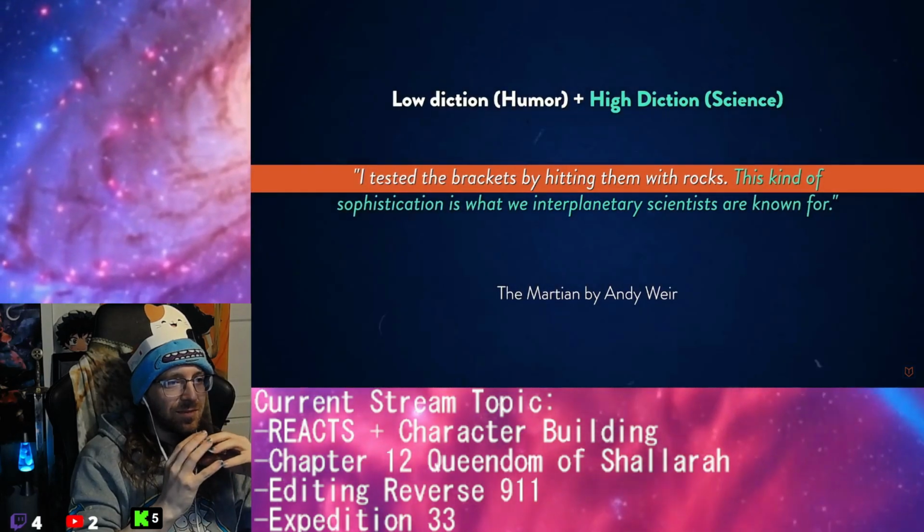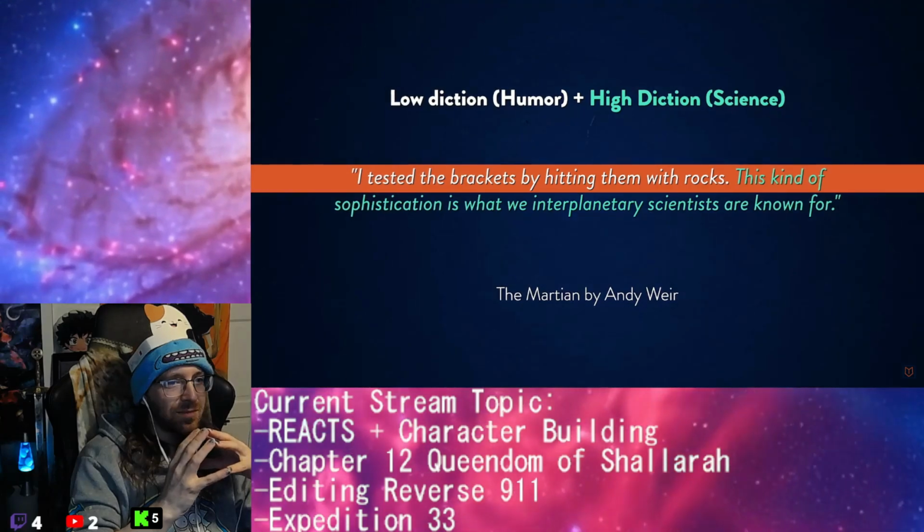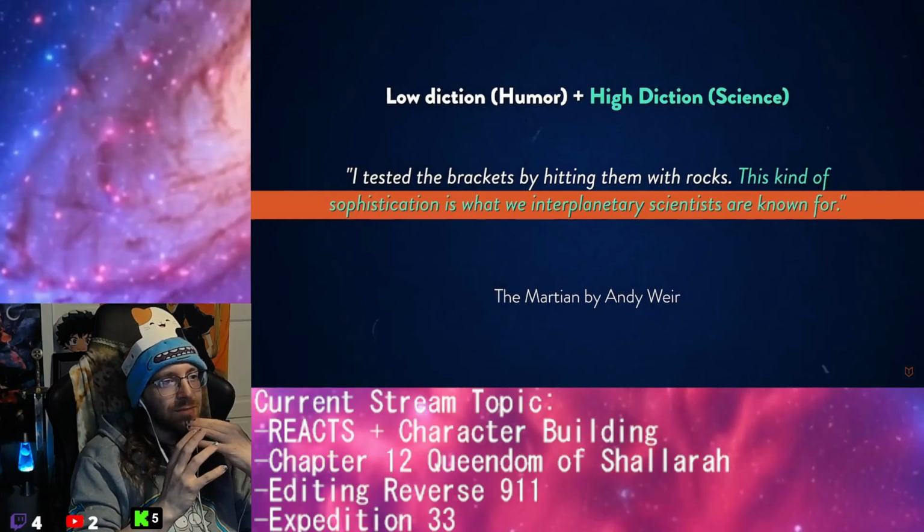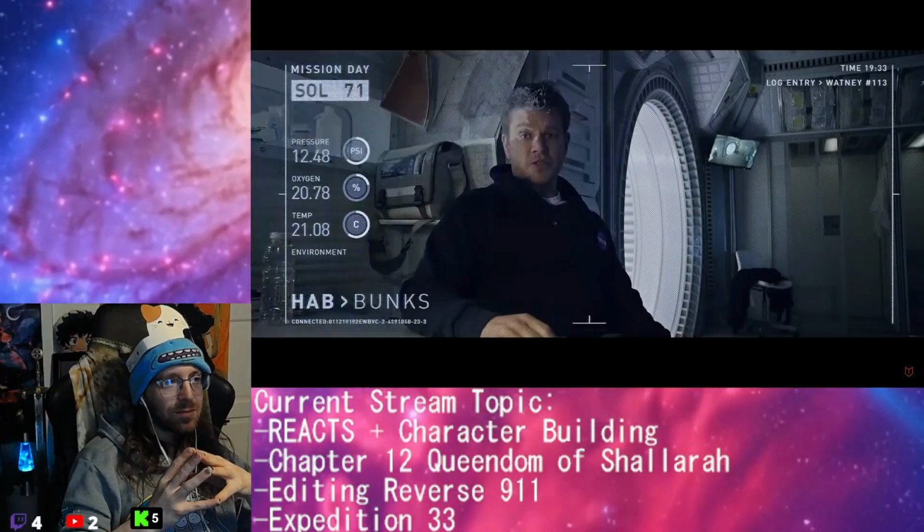He also does this great thing where he mixes low diction, which is humor, right, with high diction, the science part of things. "I tested the brackets by hitting them with rocks." That's the low diction part, right? Here comes the high diction part. "This kind of sophistication is what we interplanetary scientists are known for." And then sometimes he mixes up his scientific jargon with lowbrow language as well. "I'm gonna have to science the out of this."